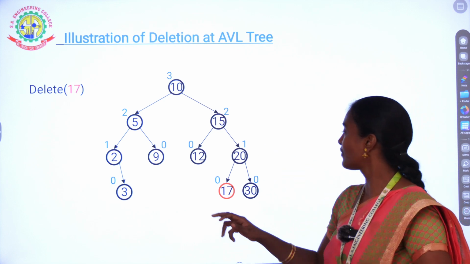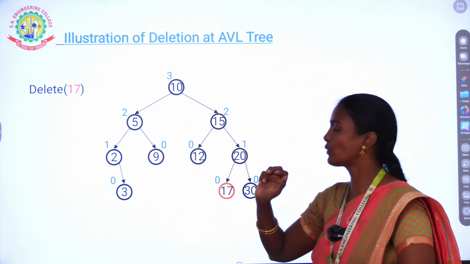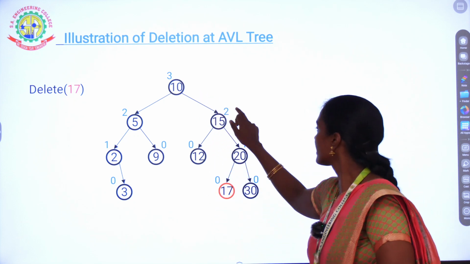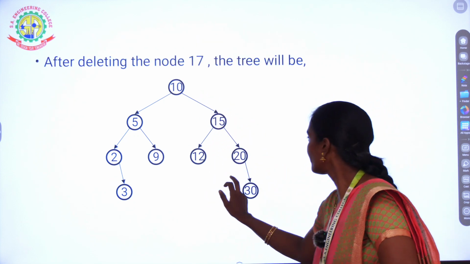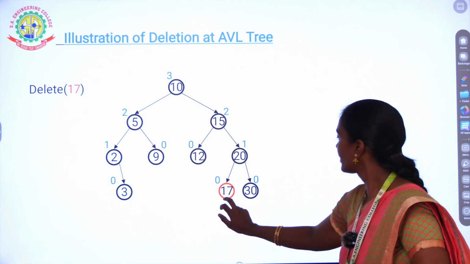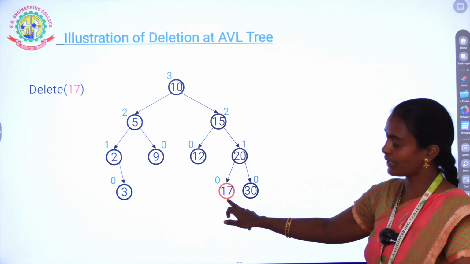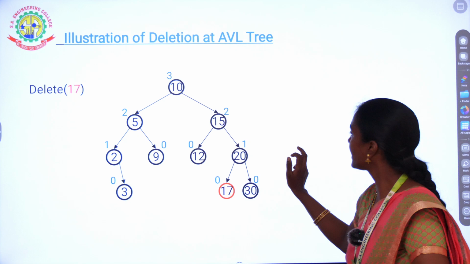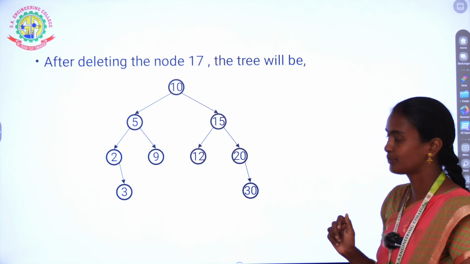First we find that 17 is greater than the root node, so we search in the right side of the tree. We find the node here. The node which is to be deleted is here. After deleting this node, the tree will be like this.